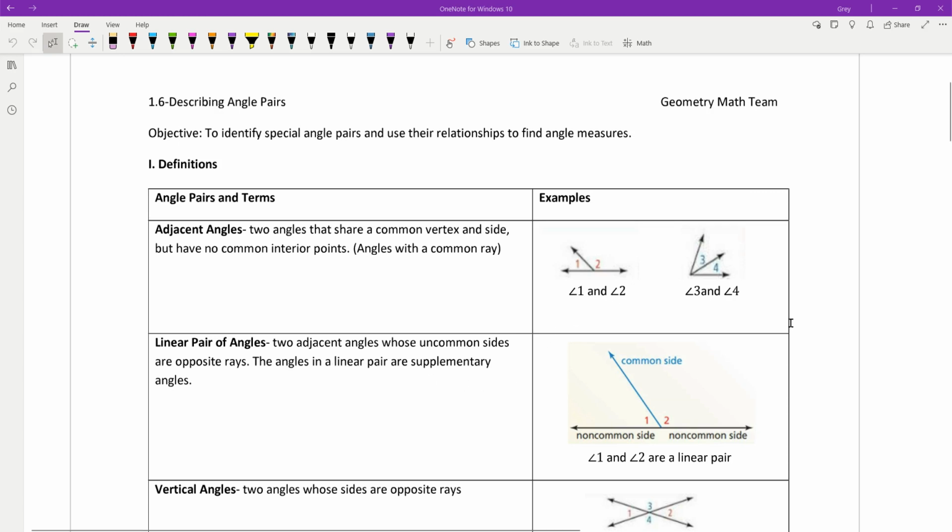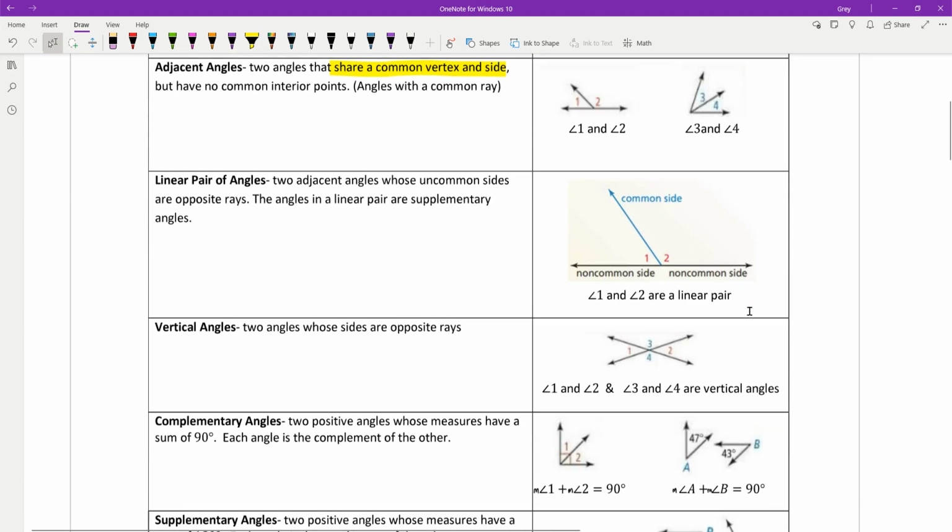Okay, so first off, definitions that we need to know. Angle pairs. So the first one we have is adjacent angles. And you need to remember that these are two angles that share a common vertex and side. So in this picture, we have angle 1 and 2 are adjacent. Angle 3 and 4 are adjacent angles.